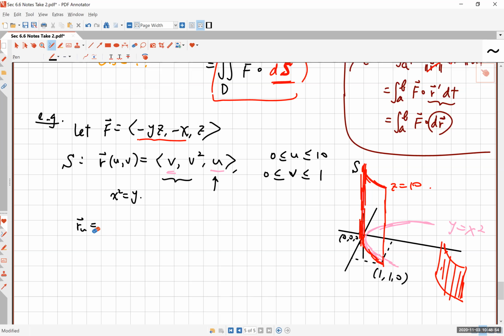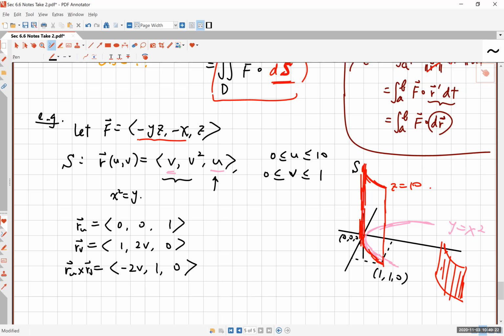Remember, I said your hand will probably automatically start moving at this point. You find r_u, which is 0, 0, 1. r_v is 1, 2v, 0. r_u cross r_v is, let's see, the first one will give you negative 2v, the second one will give you 1, and the third one will be 0.